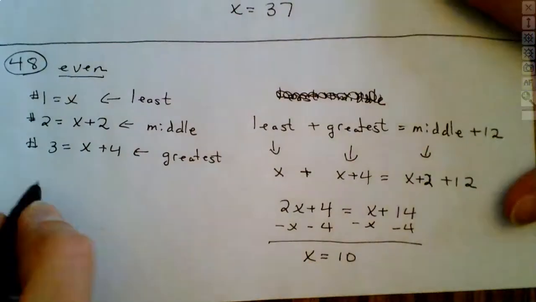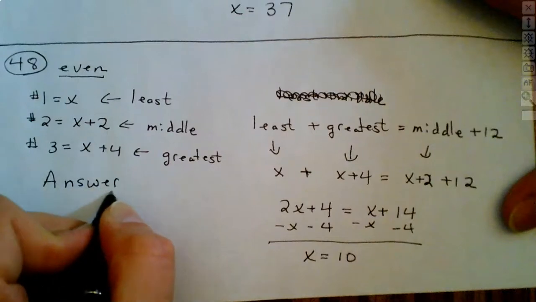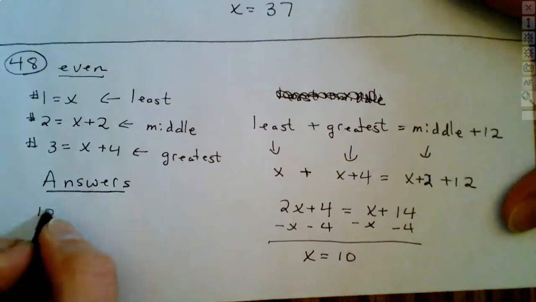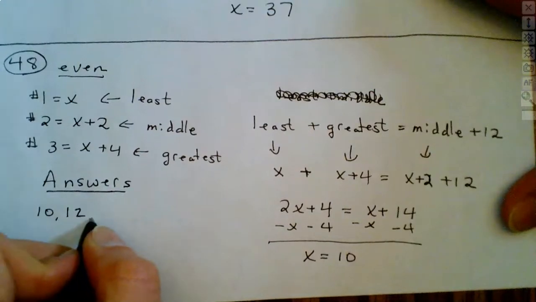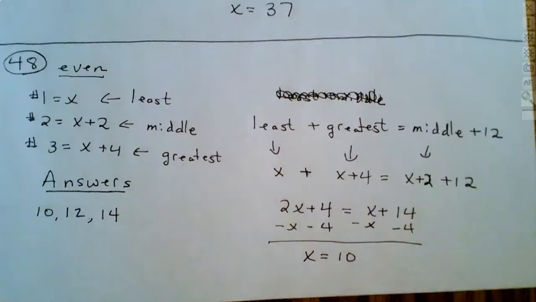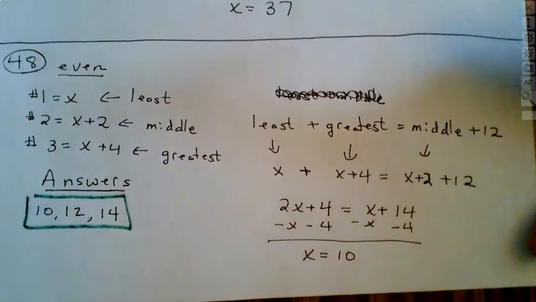So what are our 3 integers? We have to get all 3. Don't just stop here. We need to get all 3. Well, they would be 10, 12 would be the next one, and 14. So those are our 3 consecutive even integers.